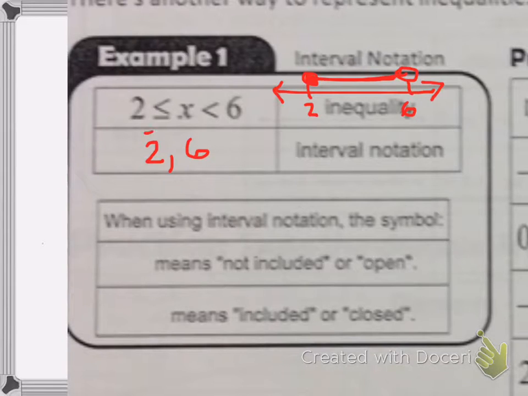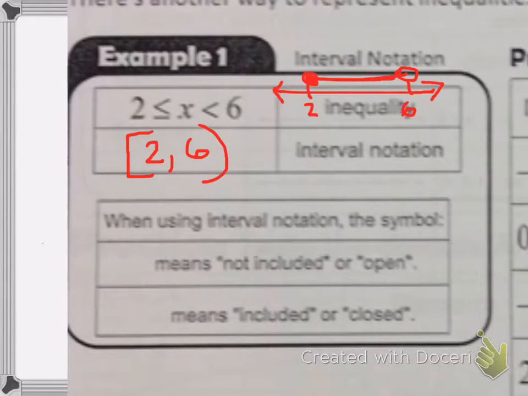Because it's equal to 2, just like we use solid dots on our graph, we're going to use a symbol to represent equal to, which is the bracket. Then on the other end of the 6, where it's not equal to with that open circle, we're going to use a different symbol to symbolize that. That symbol is the parentheses.